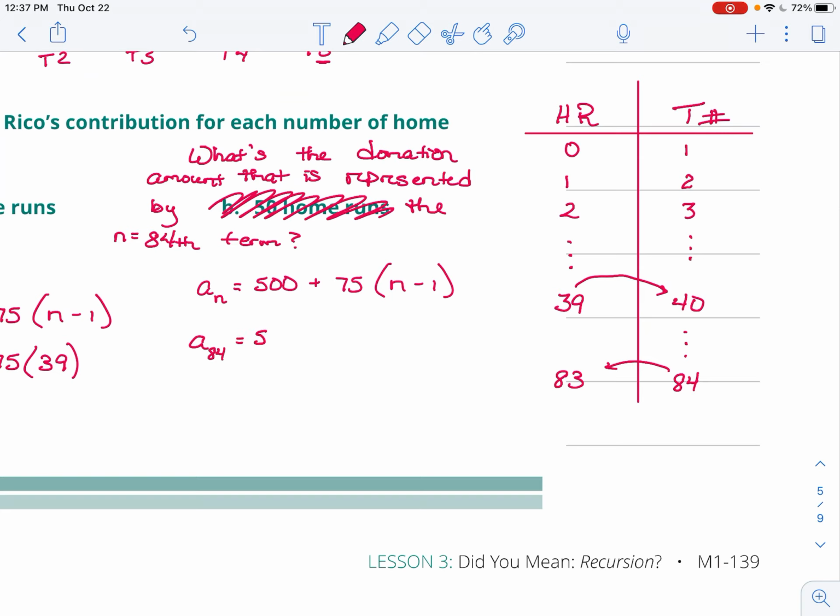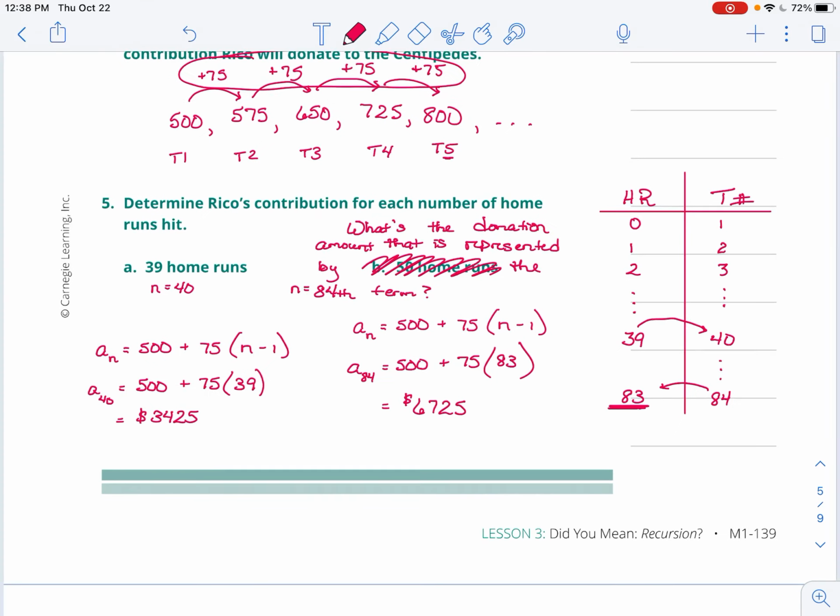So the 84th term would be $500 plus 75 times 84 minus 1. We need to say there are 83 home runs that have happened, so add on 75 83 times. So 500 plus 75 times 83. This term would be $6,725 after 83 home runs.